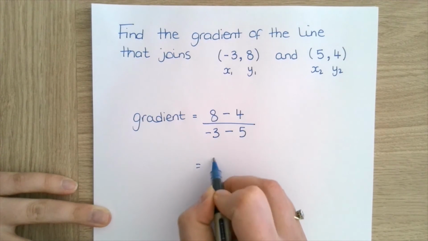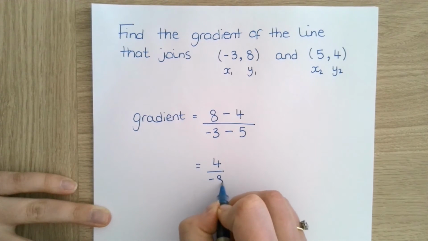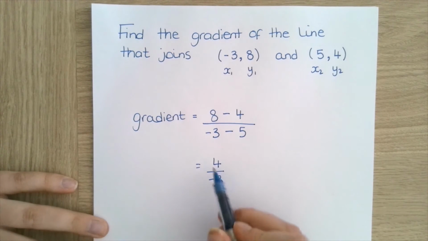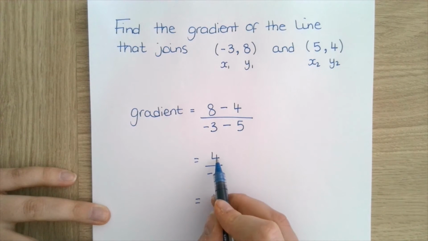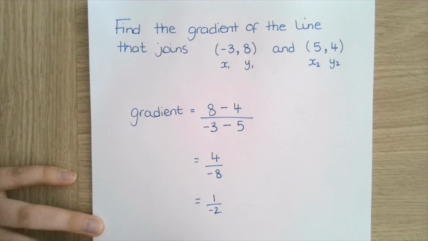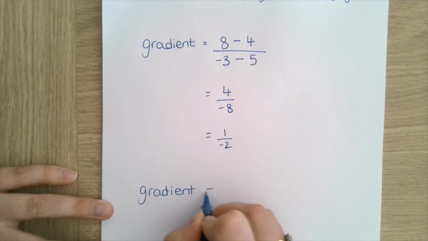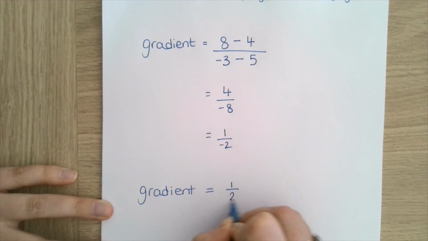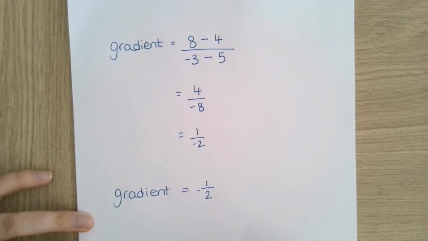8 minus 4 is 4. Minus 3 minus 5 is minus 8. And I'm just going to simplify this. They both divide by 4. So 4 divided by 4 is 1. Minus 8 divided by 4 is minus 2. So the gradient that joins these 2 points is minus a half.